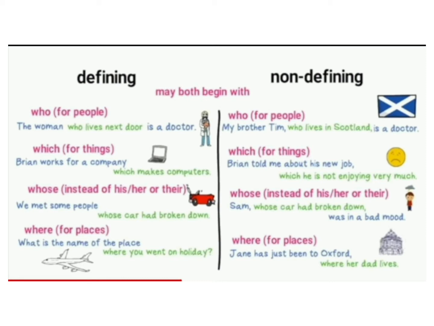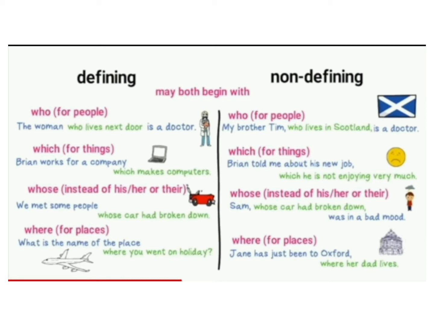In defining relative clause, by using who for people, the woman who lived next door is a doctor. The woman who lived next door is a doctor who lives next door. That shows it is a relative clause.